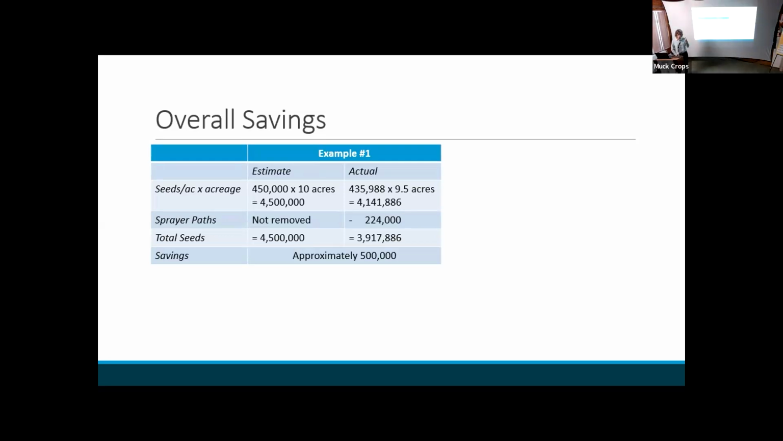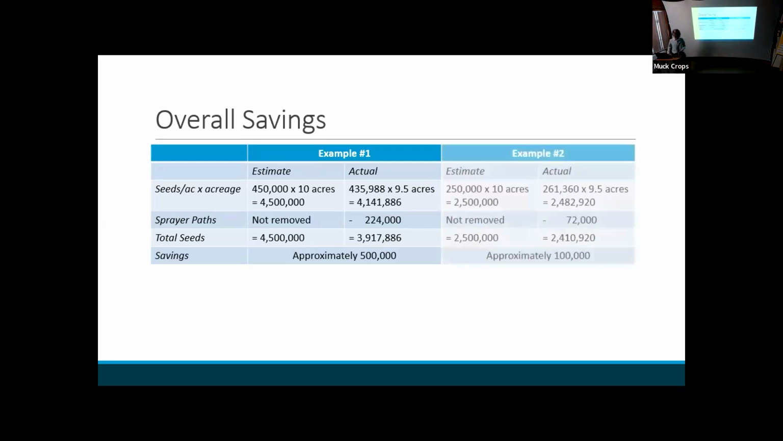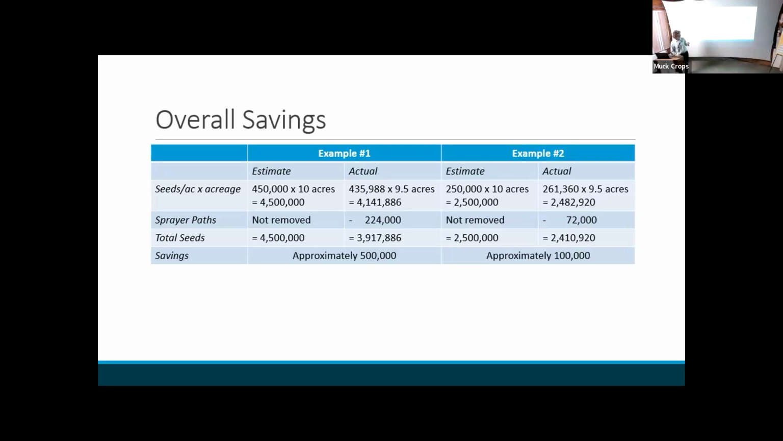And this is, again, one field. So let's look at the onion example. In this case, we're underestimating it. We say, I think we need 250,000 per acre. Now we're looking at 2.5 million. But again, if we go over to the actual, take off the sprayer path, we're still overbuying by 100,000 seeds. Again, it's a 10-acre field. You multiply this by your entire farm.